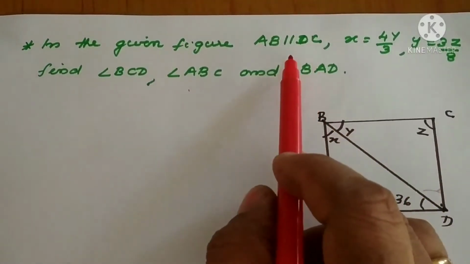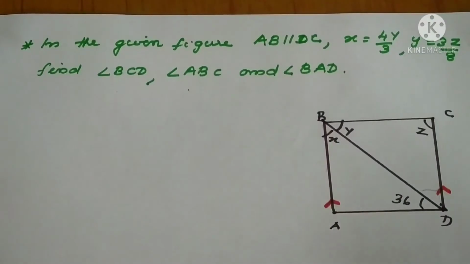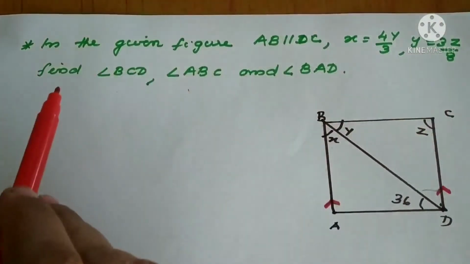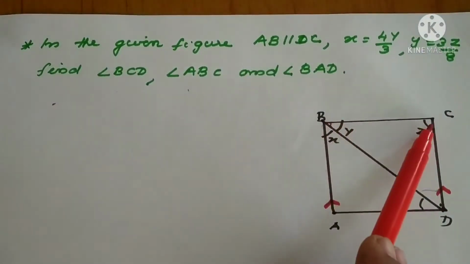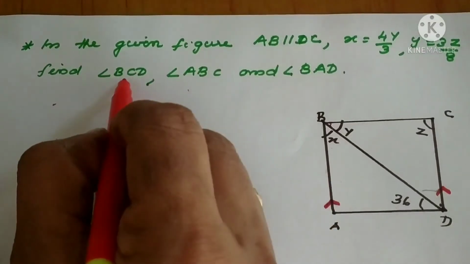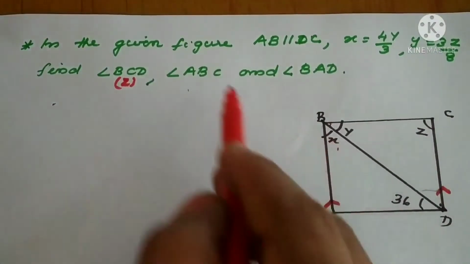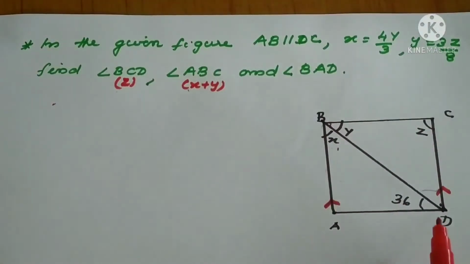In the given figure, AB is parallel to DC. X equals 4y by 3 and Y equals 3z by 8. Find angle BCD. Which is that angle? BCD. That means Z. Right? ABC is X plus Y, and angle BAD, nothing is given here. This angle is angle BAD. So these are the values we have to find out.